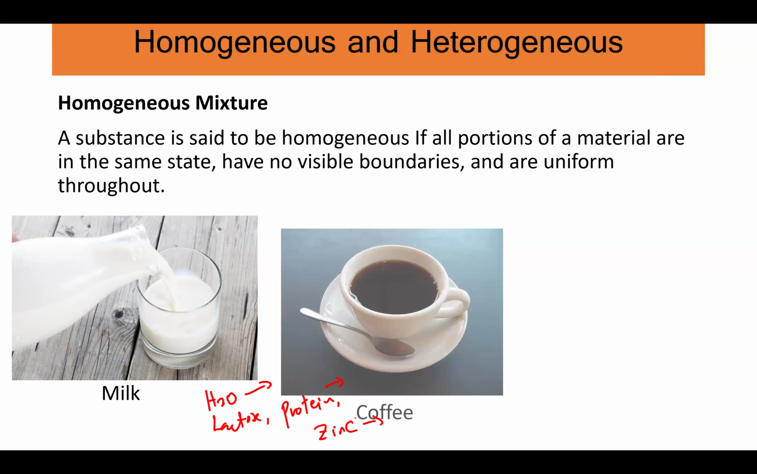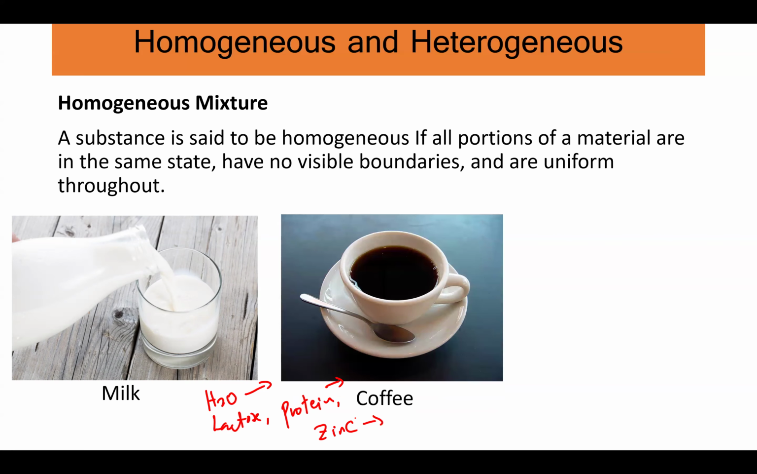Okay? So for example, coffee. Coffee is a homogeneous mixture. You have coffee in there, you have water, you probably have some sugar. But can you see which part is coffee? Can you see which part is water? Can you see which part is sugar? No, it's just one coffee.